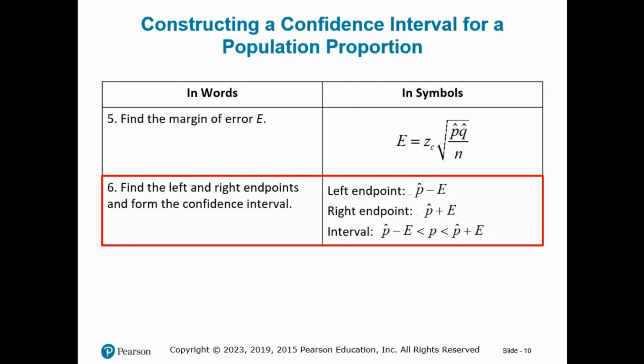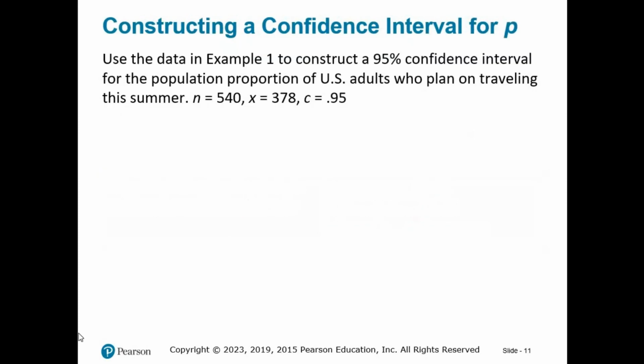Okay, let's try an example. Use the data in example 1 to construct a 95% confidence interval for the population proportion of U.S. adults who plan on traveling this summer. Remember these data values from that problem. n equals 540, x equals 378, and c equals 0.95.